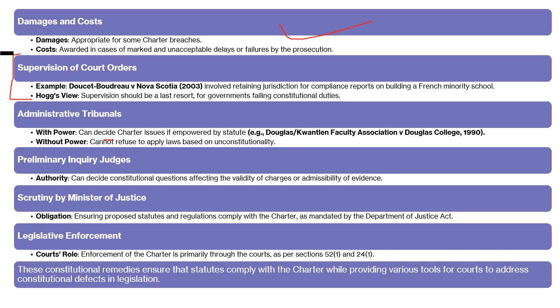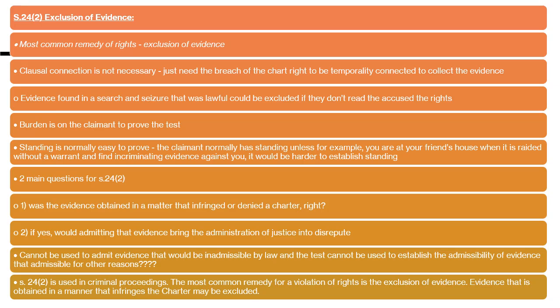Then administrative tribunals can decide Charter issues if they are empowered by statute. Without power, they cannot refuse to apply a law based on unconstitutionality. Preliminary inquiry judges can decide constitutional questions affecting the validity of charges, then admissibility of evidence, then ensuring proposed statutes and regulations comply with the Charter. This is mandated by the Department of Justice Act and this is the job of the Minister of Justice. Enforcement of the Charter is primarily through courts as per Section 52 and 24. These constitutional remedies ensure that statutes comply with the Charter while providing various tools for courts to address constitutional defects in legislation.